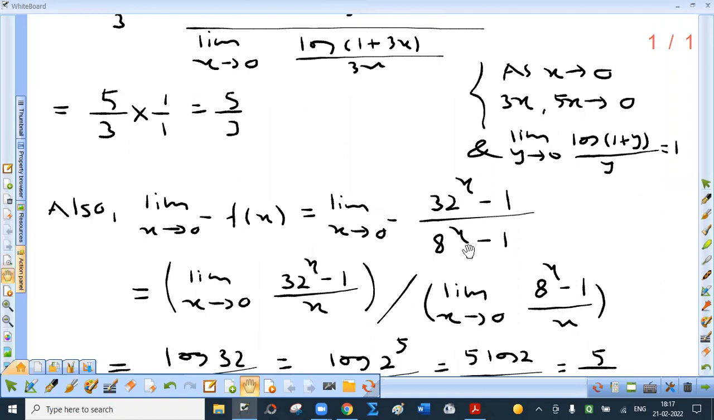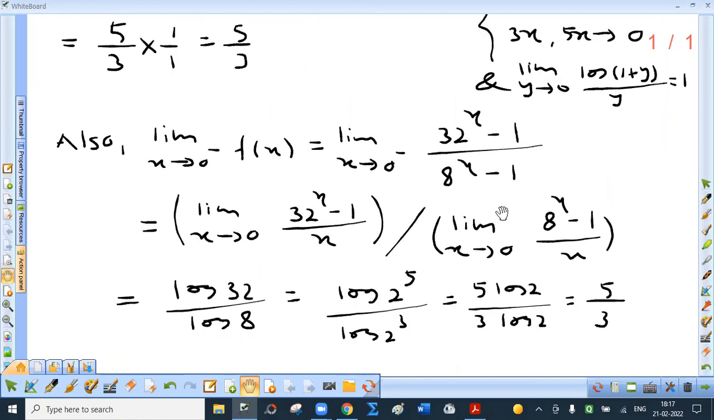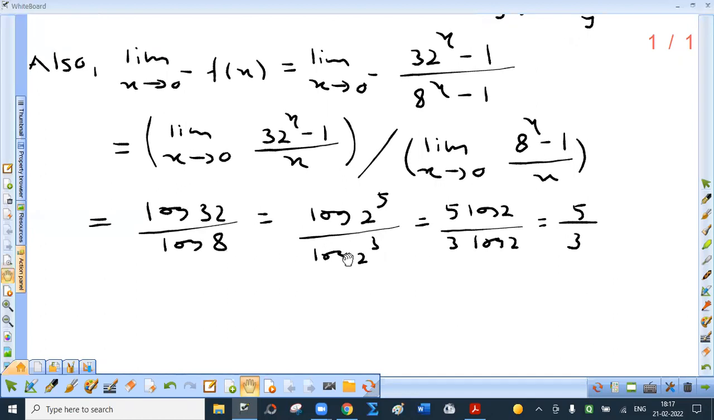Divide numerator and denominator by x. The value of this limit is log 32 upon the value of this limit, log 8. I hope you won't say log 32 by log 8 is 4. No, 32 is 2 raised to 5. Log of m raised to n is n log m. So 5 log 2 upon 3 log 2. So this is nothing but 5 by 3.